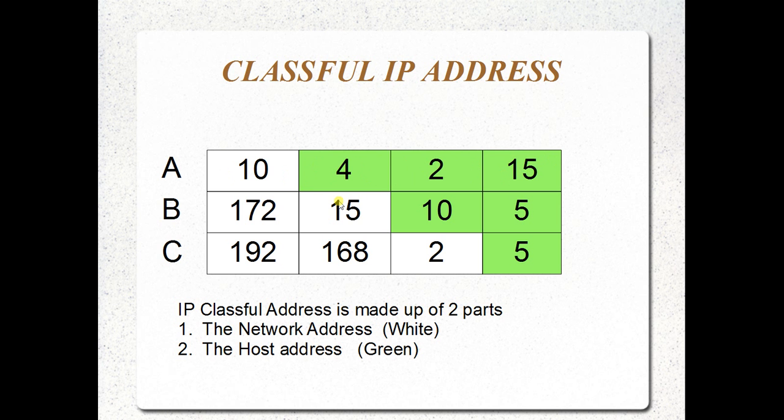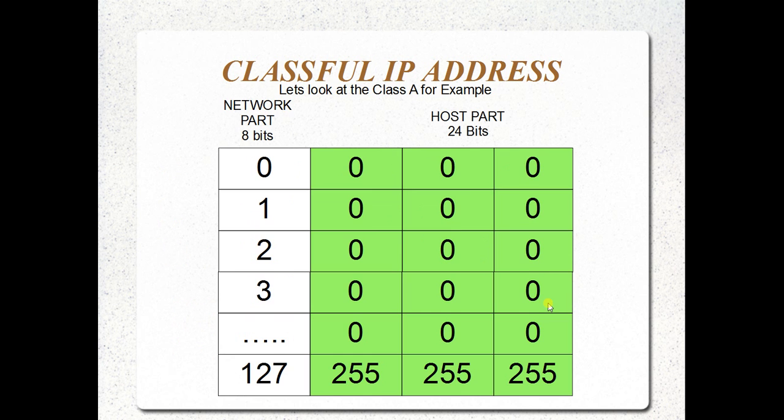And then this is the same. There are 16 bits for the network and 16 for the host. And then here you have 24 for the network and 8 for the host. Just remember that this is the way it's divided up, and you can't change it, not in a classful IP address. This is the way it works.